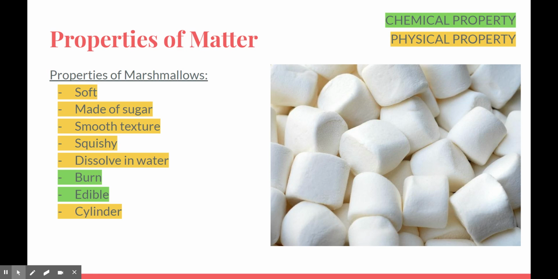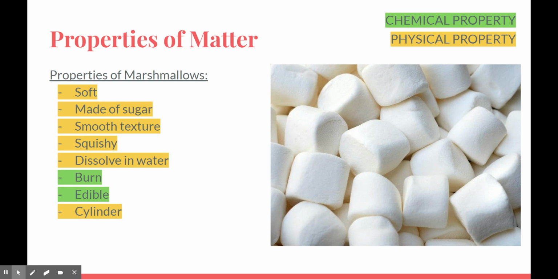The only two chemical properties we have are that they burn under extreme temperatures, and after they burn, their molecules are different, so that's how we know it's chemical, and they're edible. To know if they're edible, we have to actually eat them, and as you know, after you eat something, it is not the same anymore.